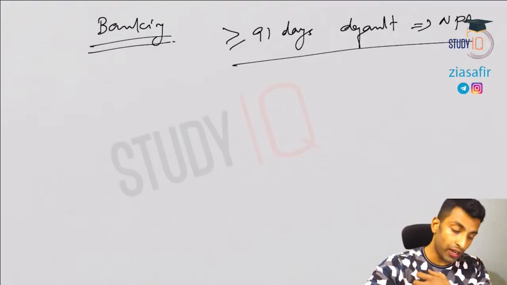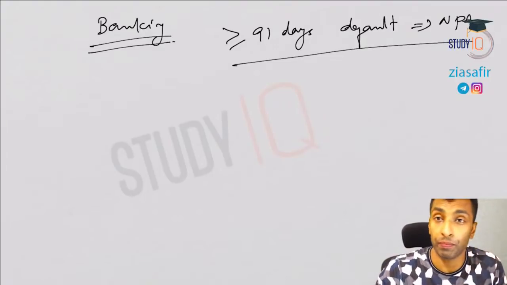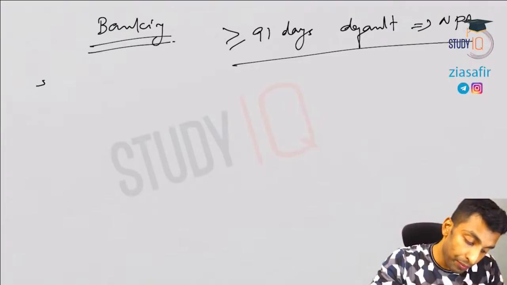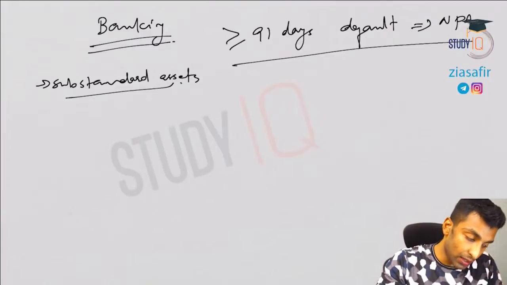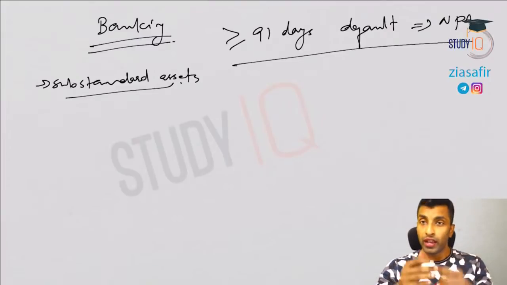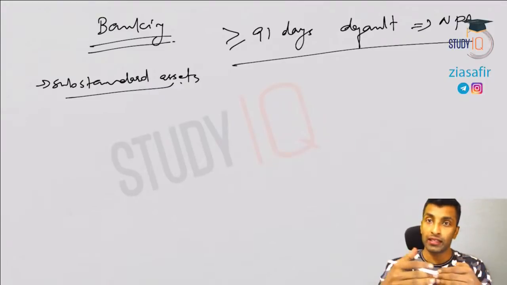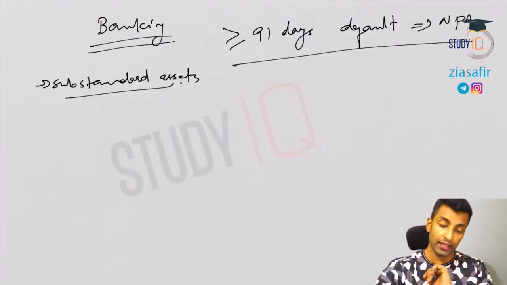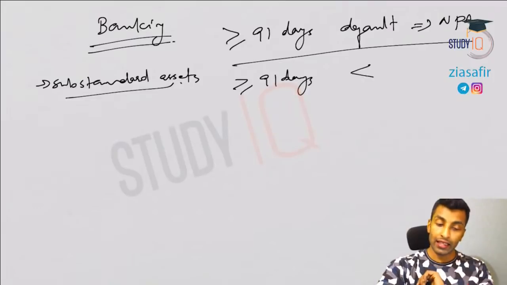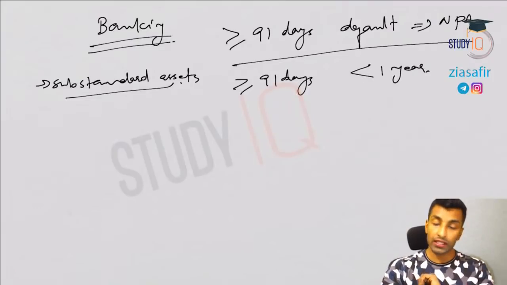Now what are the different types of NPAs? We have discussed substandard assets, first one. In that I have told you, if a bank loan remains as NPA for less than 1 year, that means it has crossed 90 days, it is default for more than 90 days. So more than 91 days and less than 1 year, this is what substandard assets.